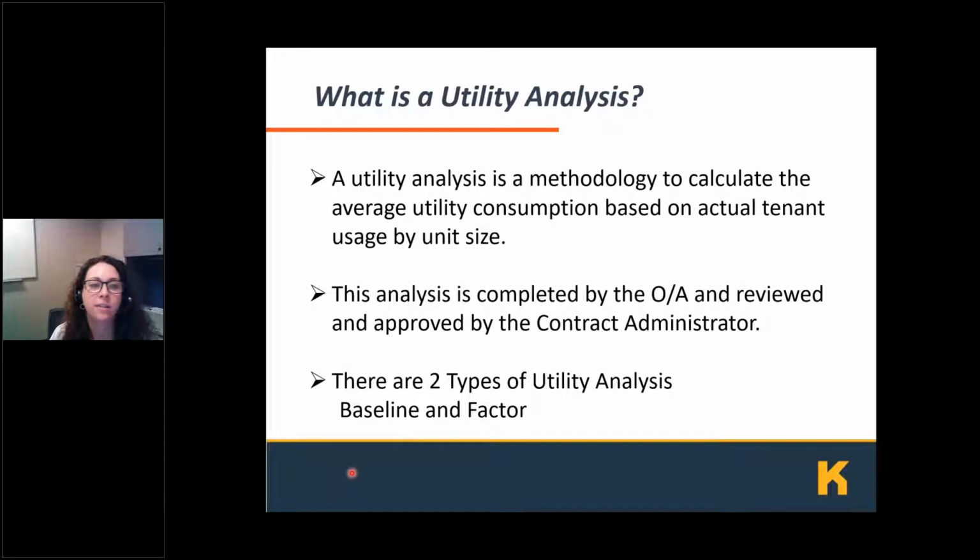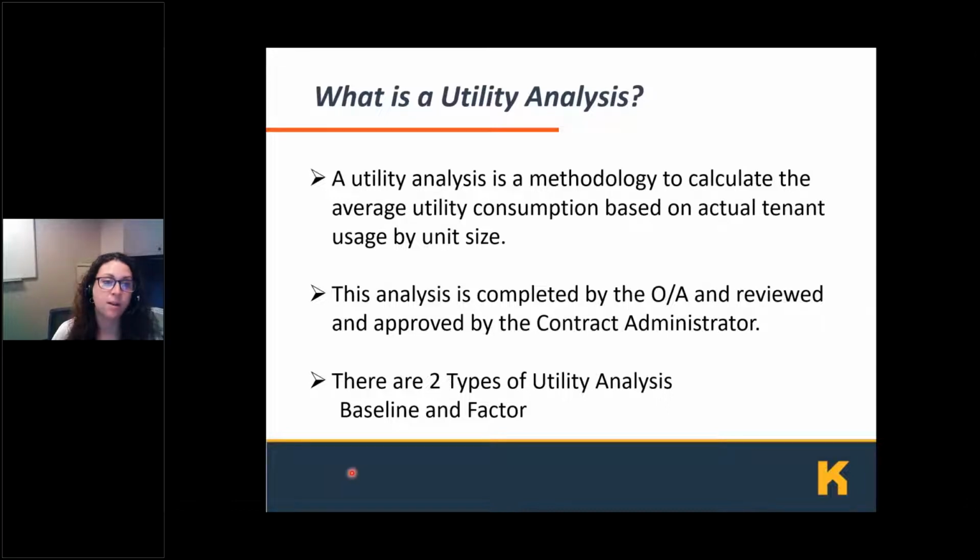What is a utility analysis? The analysis is a methodology that was released in a housing notice, 1504, and this is a methodology to calculate the average utility consumption based on actual tenant usage. And that's important. These analyses use actual tenant data or usage. This analysis is completed by you, the owner agent. And that's what we're going to talk about. How do you do this? When do you do this? And then after that's completed, you send it to the contract administrator, and that's us. So we're going to review that and ultimately approve that for you.